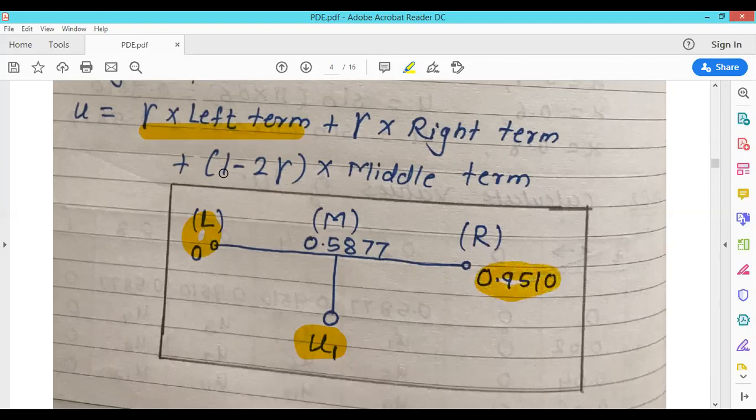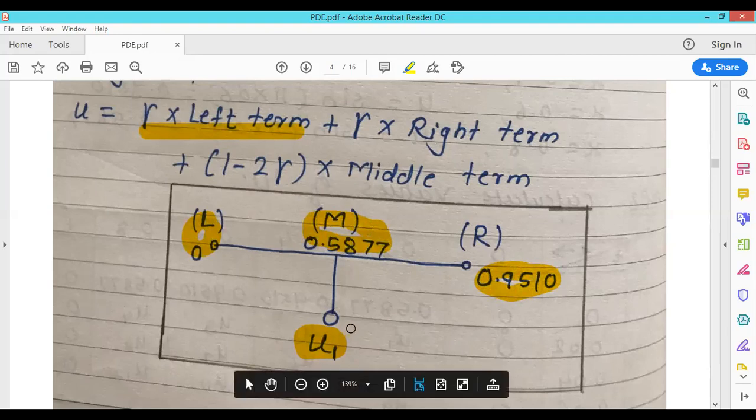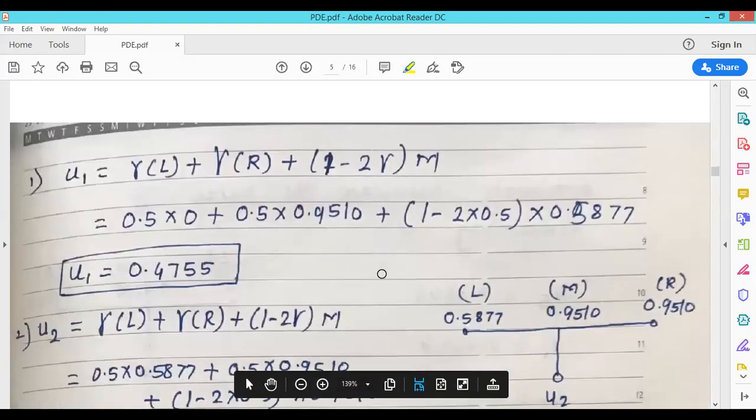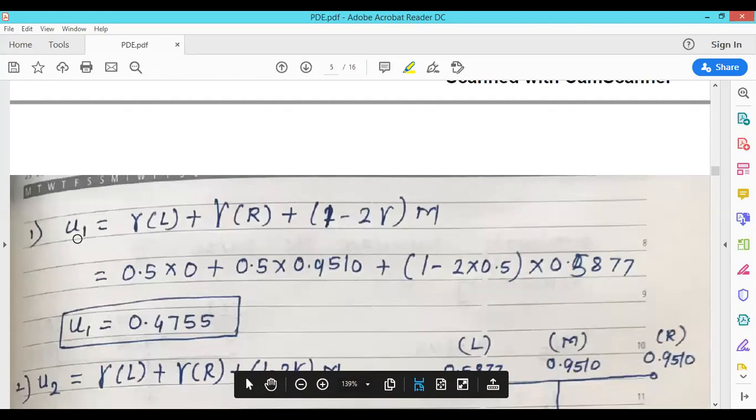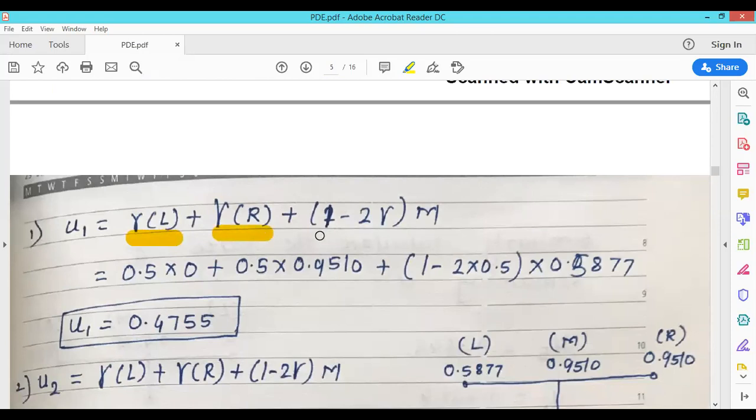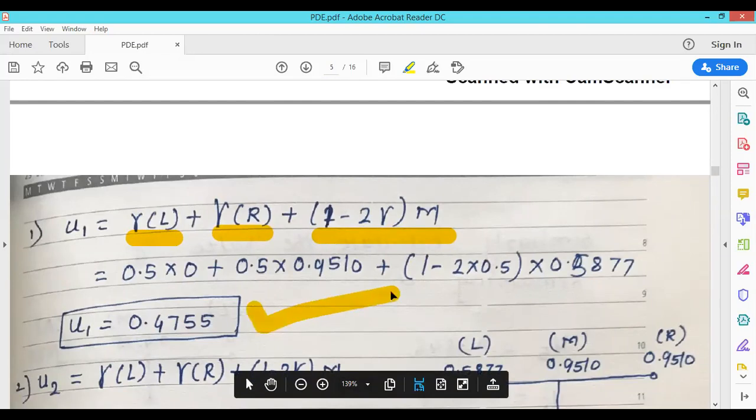Yes. And 1 minus 2 gamma into the middle term. So this is nothing but the middle term. When we solve this equation, we get the value of u1. Yes. So if you want to check, this is the value of u1. Gamma into the left term, gamma into the right term, 1 minus 2 gamma into the middle term. So 0, 0.5, 0, 0.5 into this value, and we get the value of u1.